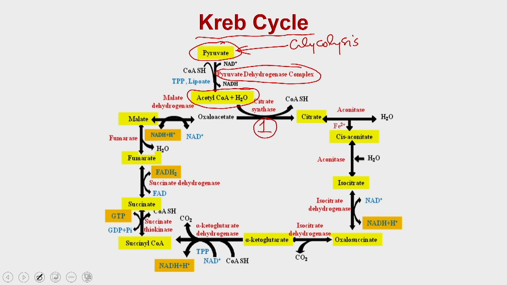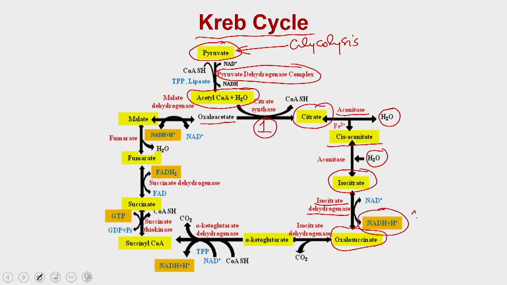So, the oxaloacetate which is present combines with the acetyl CoA in the first reaction, the enzyme being citrate synthase, to generate citrate. The citrate is utilized by aconitase. It is a dehydration reaction, so one water molecule is lost, and that's how it produces cis aconitase. Cis aconitase generates the isocitrate. Now this isocitrate is used by isocitrate dehydrogenase, and in this reaction the isocitrate is converted into oxalosuccinate, and one molecule of NADH is produced. So this is the first NADH produced in the Krebs cycle.